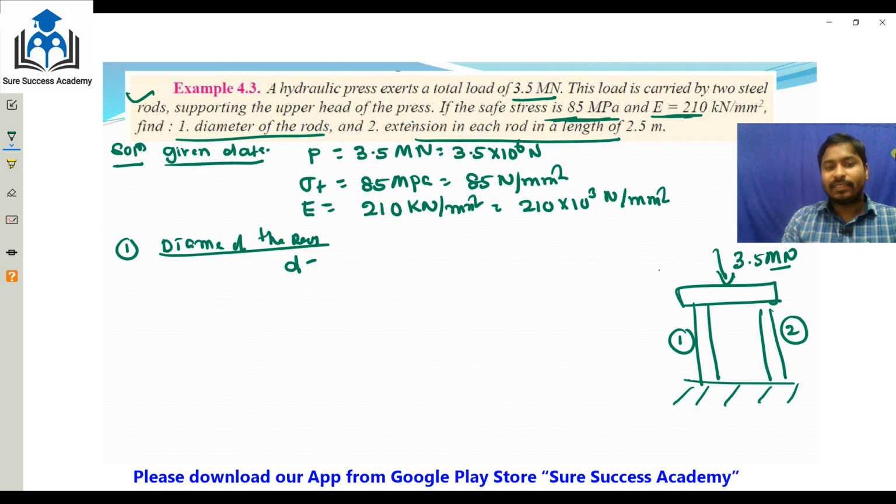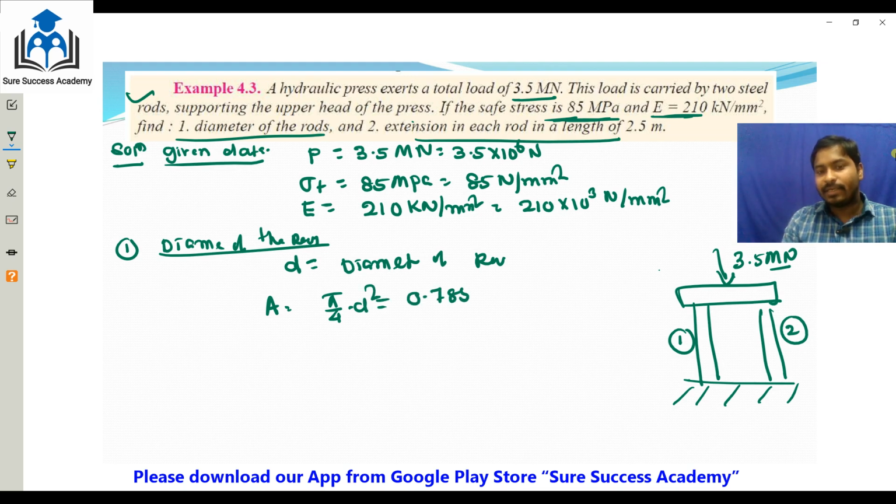Let D be the diameter of the rod. The area is equal to pi by 4 into D square, which comes to 0.7854 D square. Since the load is carried by two rods, the load carried by each is half of the total load, if you are applying the load here.